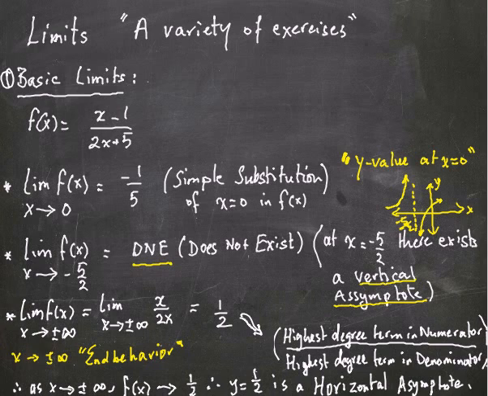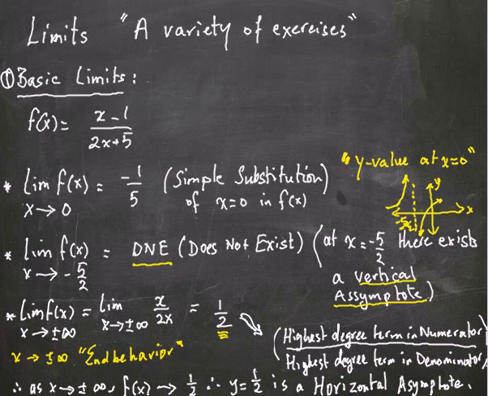So when we're trying to find that limit, we say that the limit for this function is identical to the limit of the highest degree term, which is in this case x in the numerator, over the highest degree term in the denominator, which is the 2x. So the limit of the function as x goes to plus or minus infinity is identical to the limit of x over 2x. And when these x's cancel out, you're left with 1 over 2. So that would be the final answer: the limit of the function as x goes to plus or minus infinity.